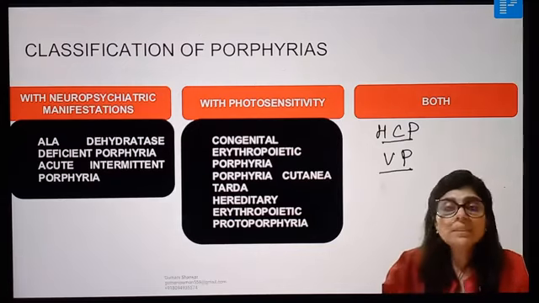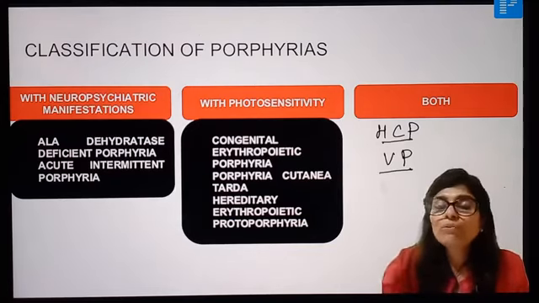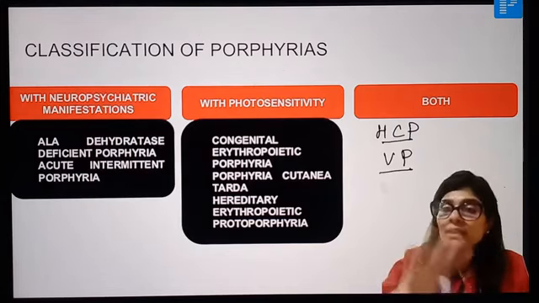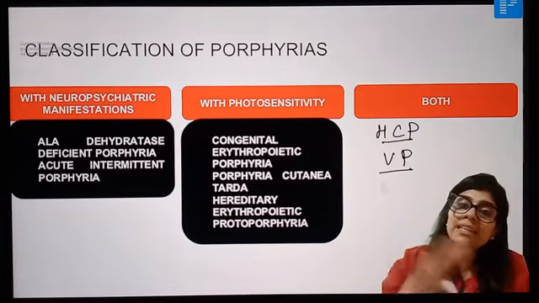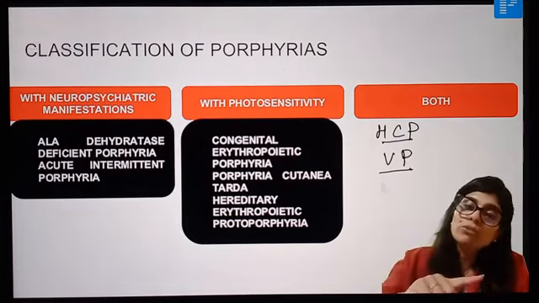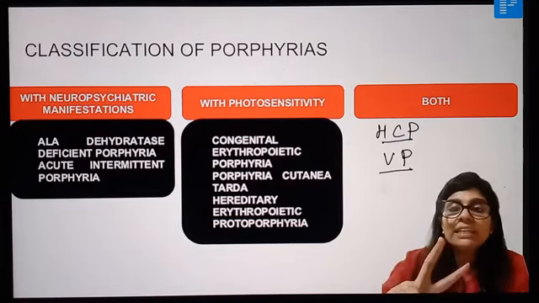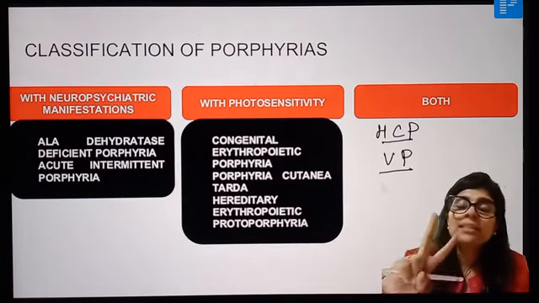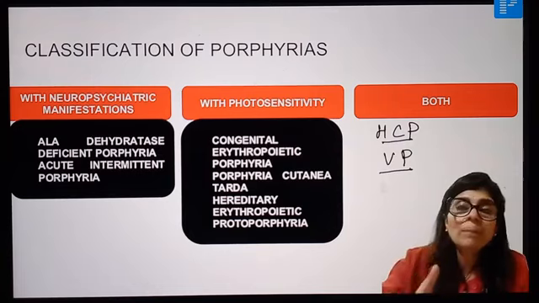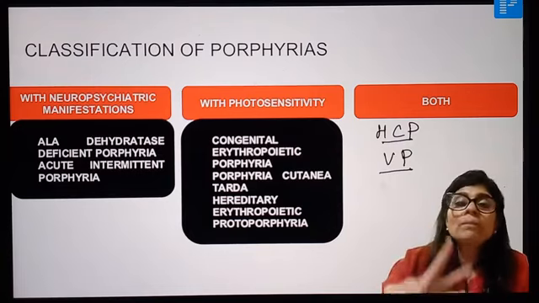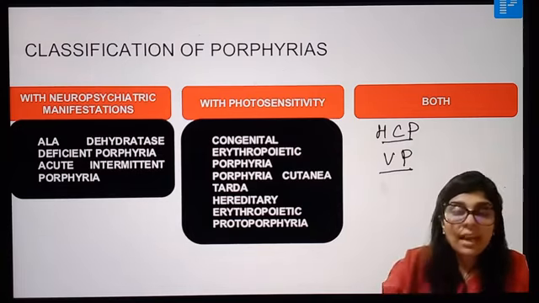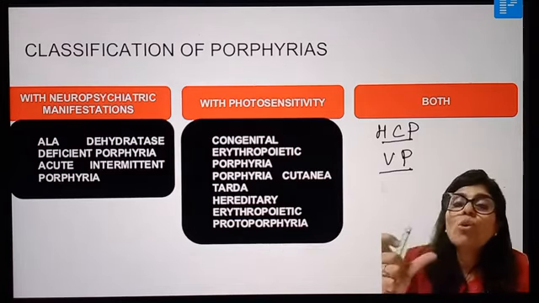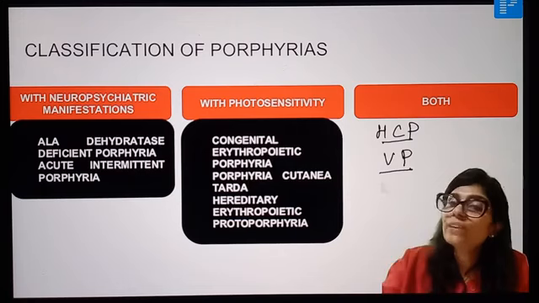How to remember this? Coproporphyria, meaning co. What is co? Simultaneous. So simultaneously, what is present here? Both photosensitivity and neuropsychiatric manifestations. So whenever the history says there is a child presenting with recurrent abdominal pain, with bizarre behavior which is cyclical, and there is also photosensitivity, then you should think of co, hereditary coproporphyria.